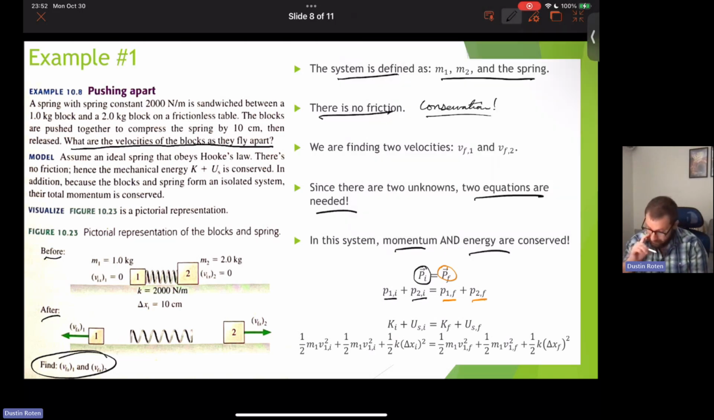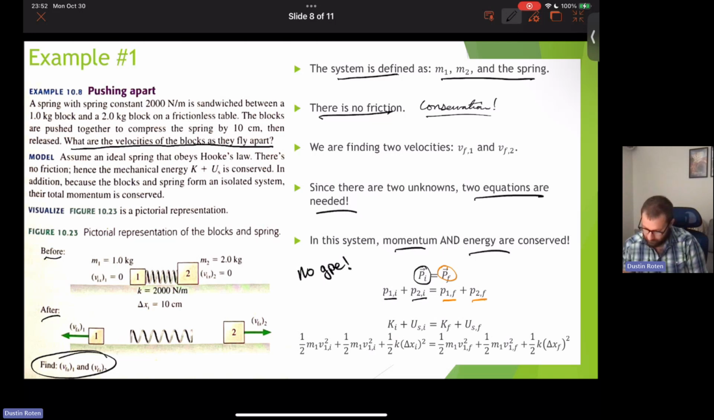Okay, now we've done the momentum equation, let's think about the energy equation. So we have two different types of energy here. We have kinetic energy, because these blocks are going to fly apart. We also have potential energy from the spring. So we have no gravitational potential energy, but we do have spring potential energy.